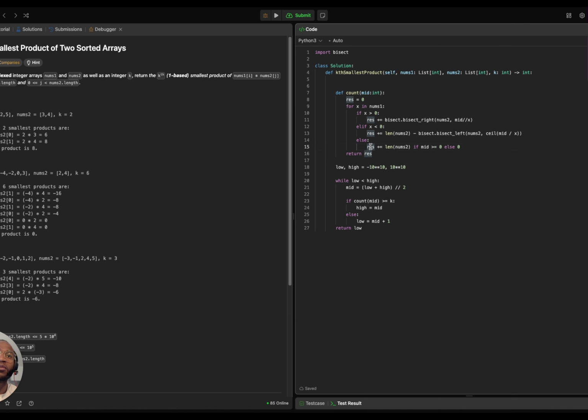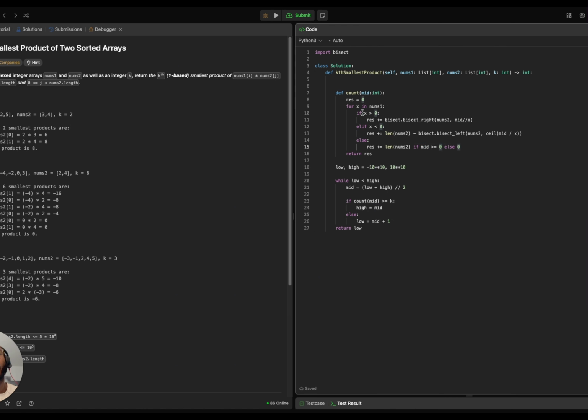So remember from the explanation, when x is 0, it doesn't matter what we multiply in nums2, because the value will always be 0, and so we can just take the entire length of nums2 as long as mid is a positive value, meaning it is 0 or greater than 0. Otherwise, we set it to 0.